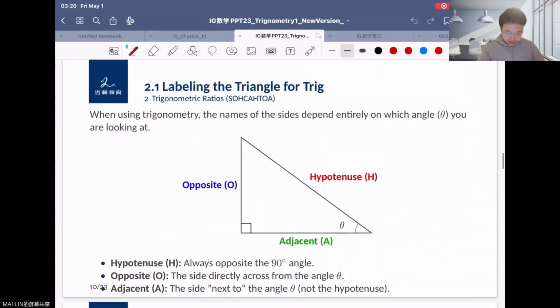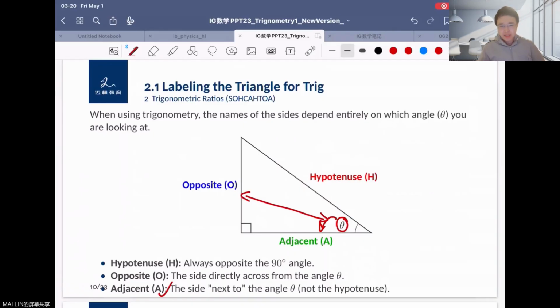Here we can find there is a triangle, and here we call this opposite, adjacent, and hypotenuse. We can use a capital letter H to represent the hypotenuse, the capital letter O to represent the opposite side, and A for the adjacent side. You can find theta right here. Theta's adjacent side is A, the side opposite to the angle theta is O, and here we also have the hypotenuse.